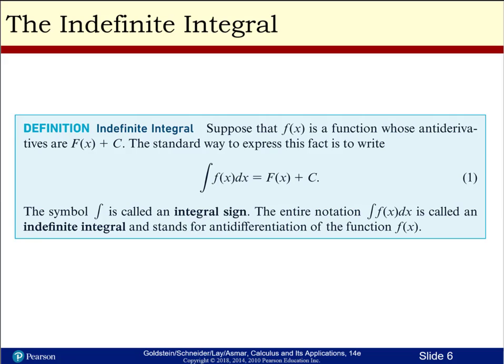Now, the standard way to express this fact is to write the integral of f of x with respect to x, or f of x dx. That's what that dx means, with respect to x, equals capital F of x plus c. And that dx will be important later on when you're integrating with respect to 2 or 3 different variables at once. So the symbol, that elongated s, is called an integral sign. The entire notation, the integral of f of x dx, is called an indefinite integral and stands for the antidifferentiation of the function f of x.